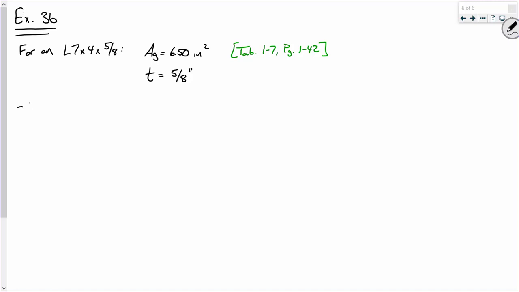3/4 inch. So bolts. I'll just do bolts. So the diameter of a bolt is 3/4 inch. So therefore, the hole diameter is what? 7/8 inch. So therefore, the hole area is what? Like, how do we compute it? What's the formula?